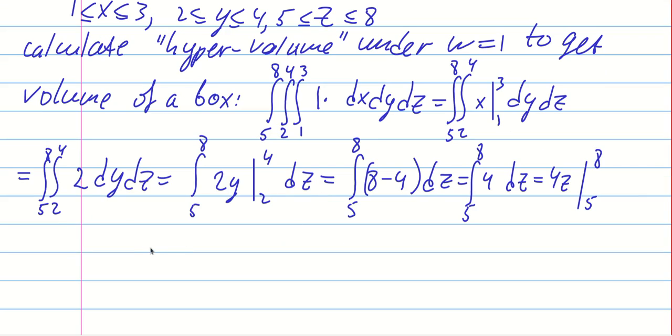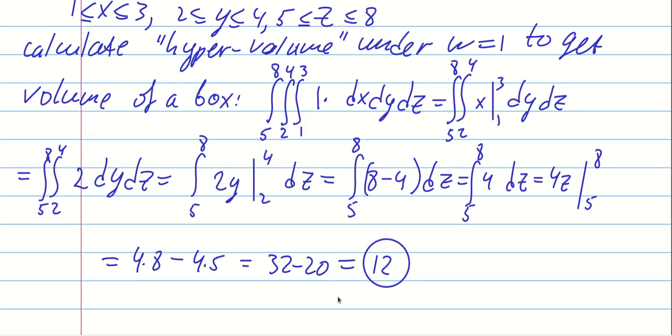Alright, so we plug in 8, so we're going to get 4 times 8 minus 4 times 5. So 32 minus 20, so we're going to get 12.